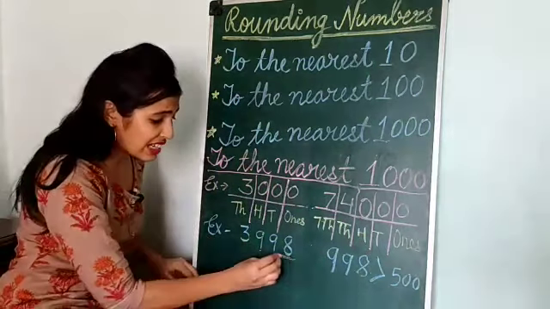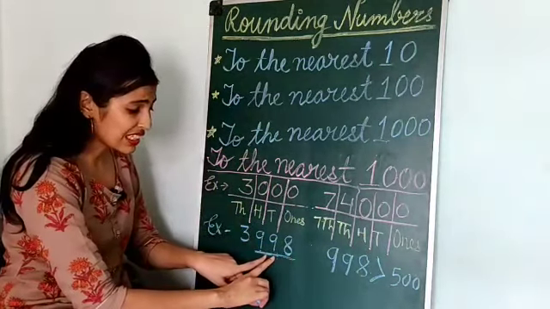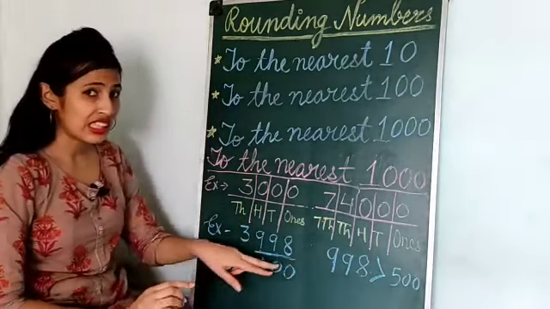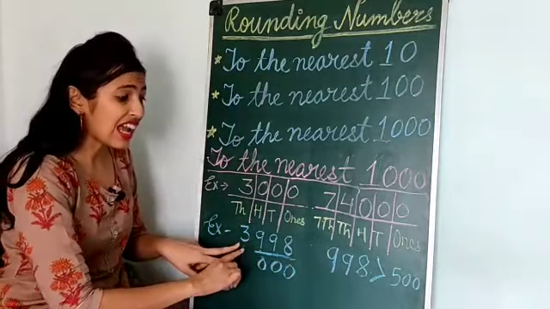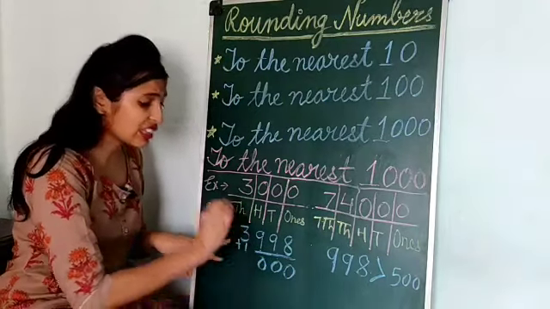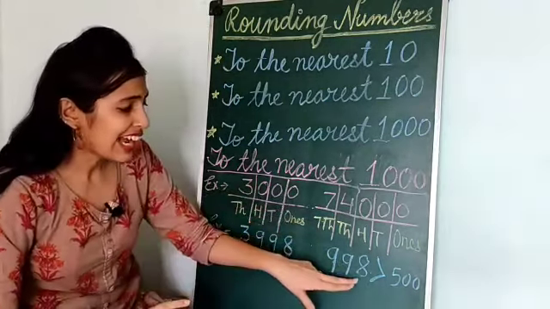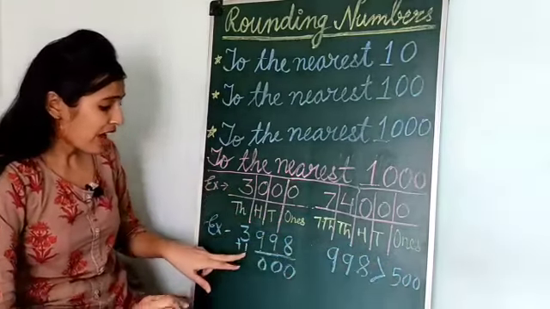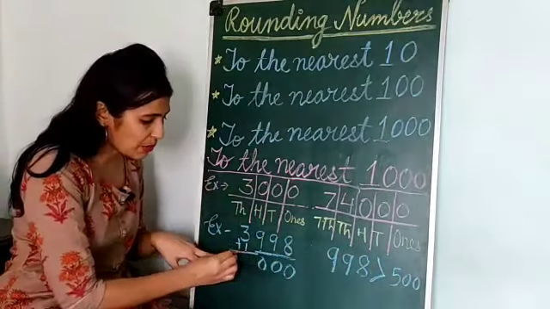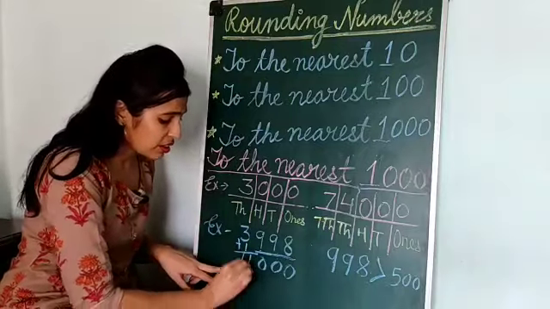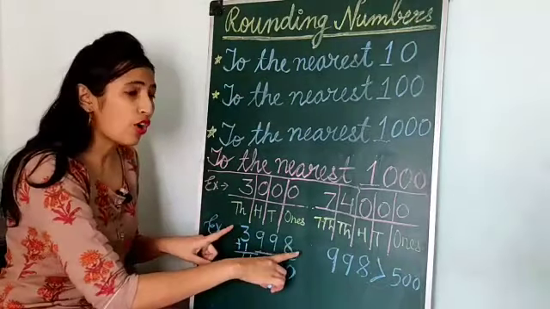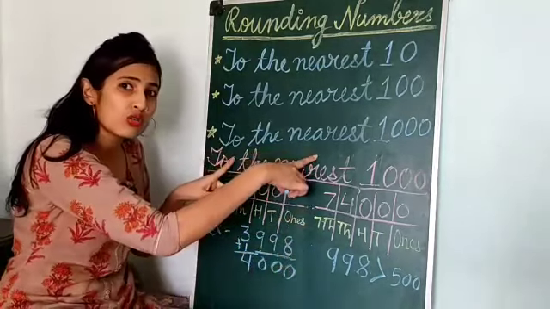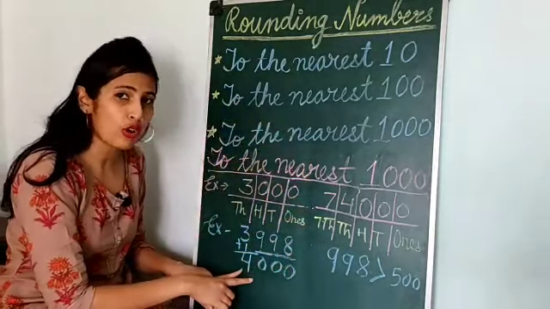So what we need to do? We have to write 0 in ones, tens and hundred place. So I have to write 0 in this place and I have to add 1 in the 1000 place because 998 is greater than 500. The number will be 4000. When we round off the number 3998 to the nearest 1000, the number will be 4000.